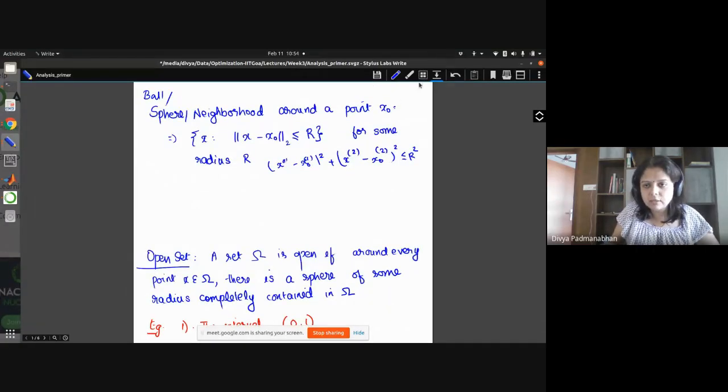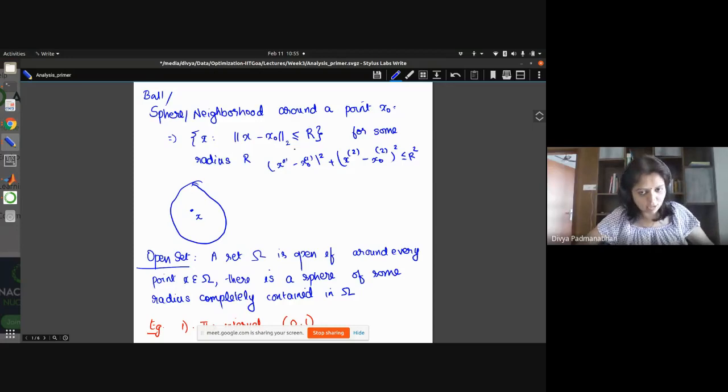So what you're going to have is the point x here, and every other point. My drawing is very bad, especially on this tablet. But anyway, you understand that this is a circle that I've drawn, and this radius is r. All these points which are within this circle, this entire region here, within r from x, that is the sphere or neighborhood around the point x naught. You can define it for any r, for some radius r, and that's how you define it.